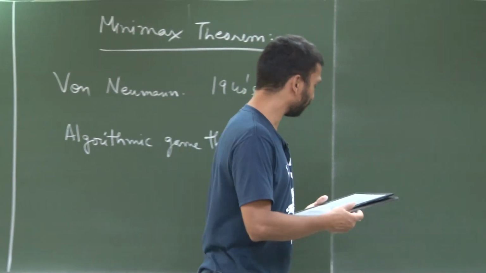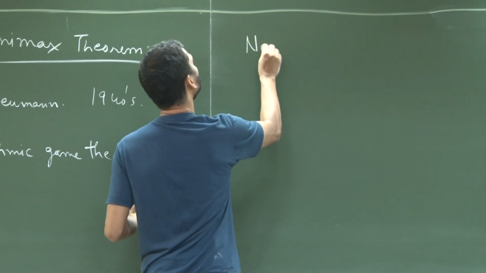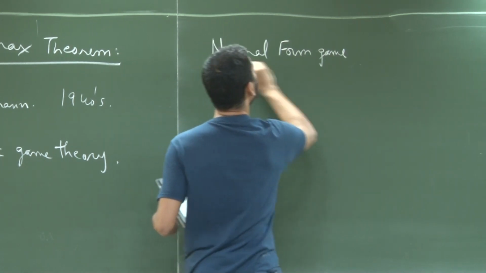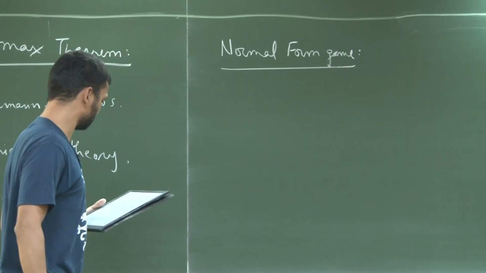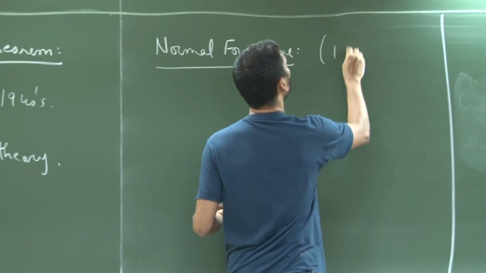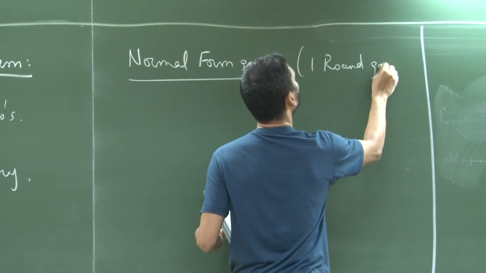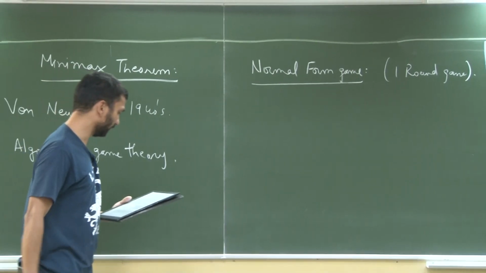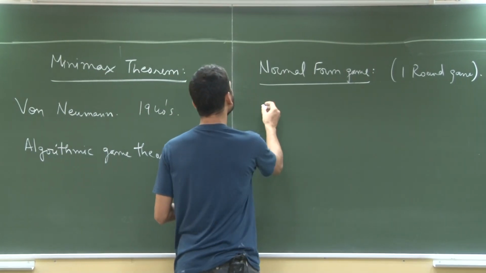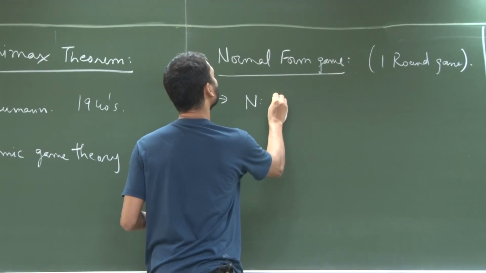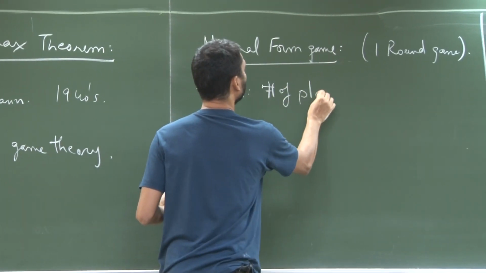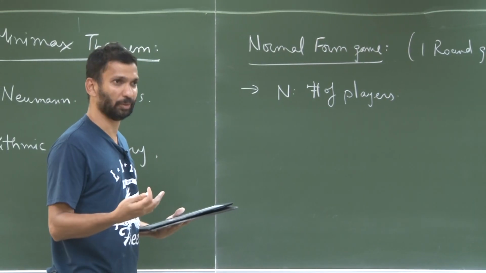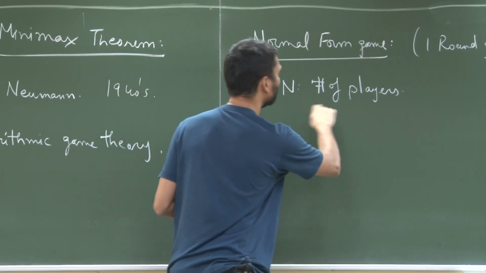What we will study, we will call normal form games. We will abstract out most of the things. One thing: this is going to be a one round game, though many games which you think of as multiple round can also be framed as this one round game. The idea is, n is the number of players. They are playing against each other. Everyone is trying to maximize their payoff. I will talk about payoff, but they are playing against each other.